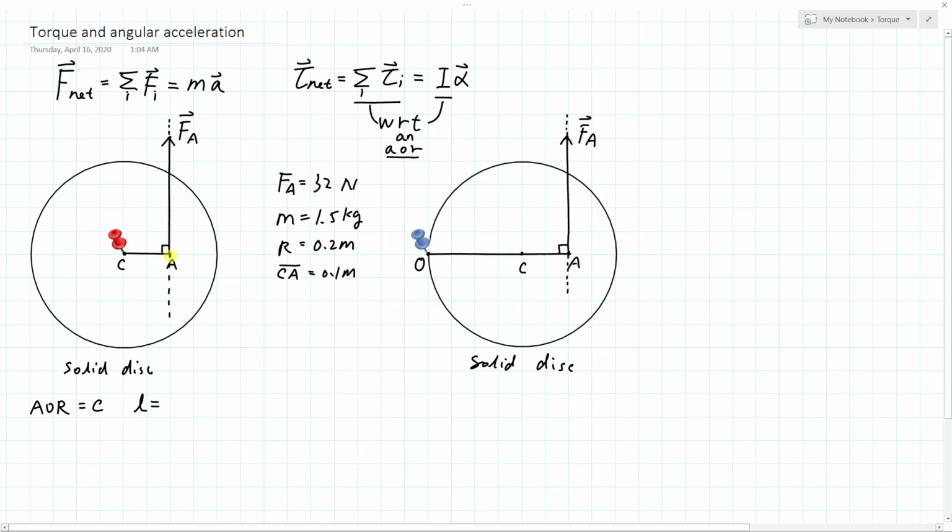And this line of action and the axis of rotation has this perpendicular distance. So this happens to be the lever arm LA for FA. This lever arm LA is equal to just CA, the length of this section, right? So this is equal to 0.1 meters.